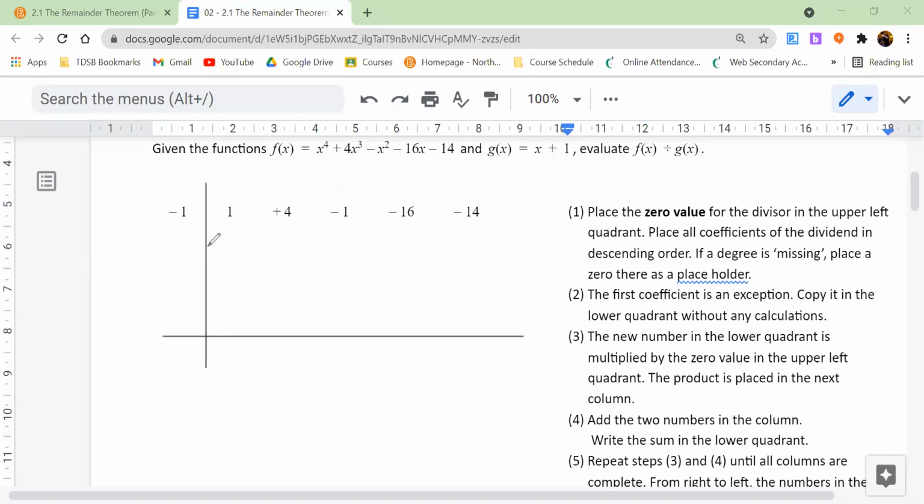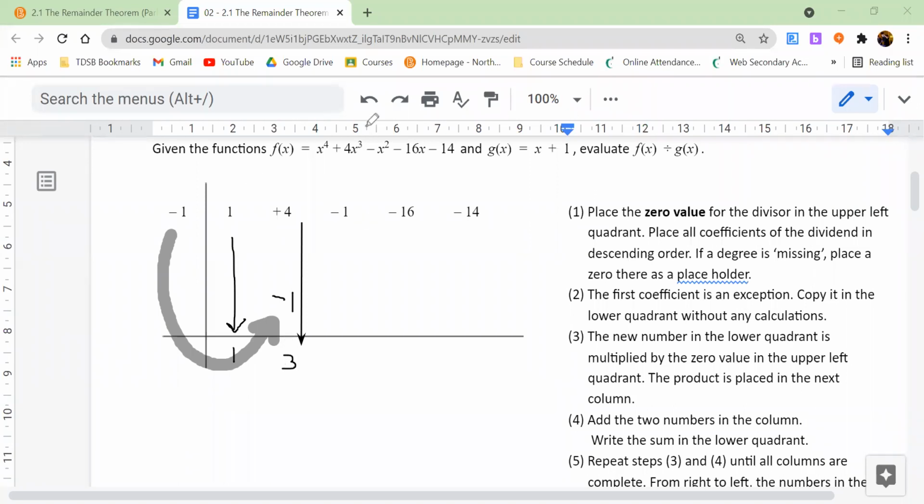Rule number 1, the first number is an exception. You just drop it right down. Next, whatever number you have here, you are going to multiply with the number you dropped down and put it in the next column. So -1 times 1 is going to be -1, and then you add. You continue adding. You drop it down, you add. So 4 plus a -1 is 3.